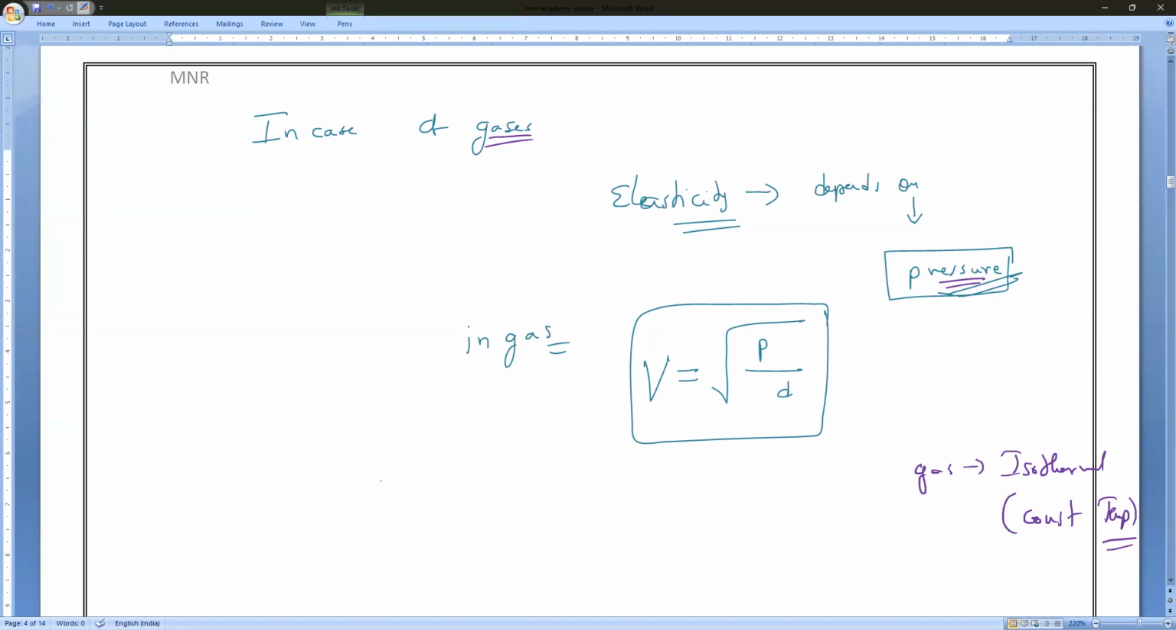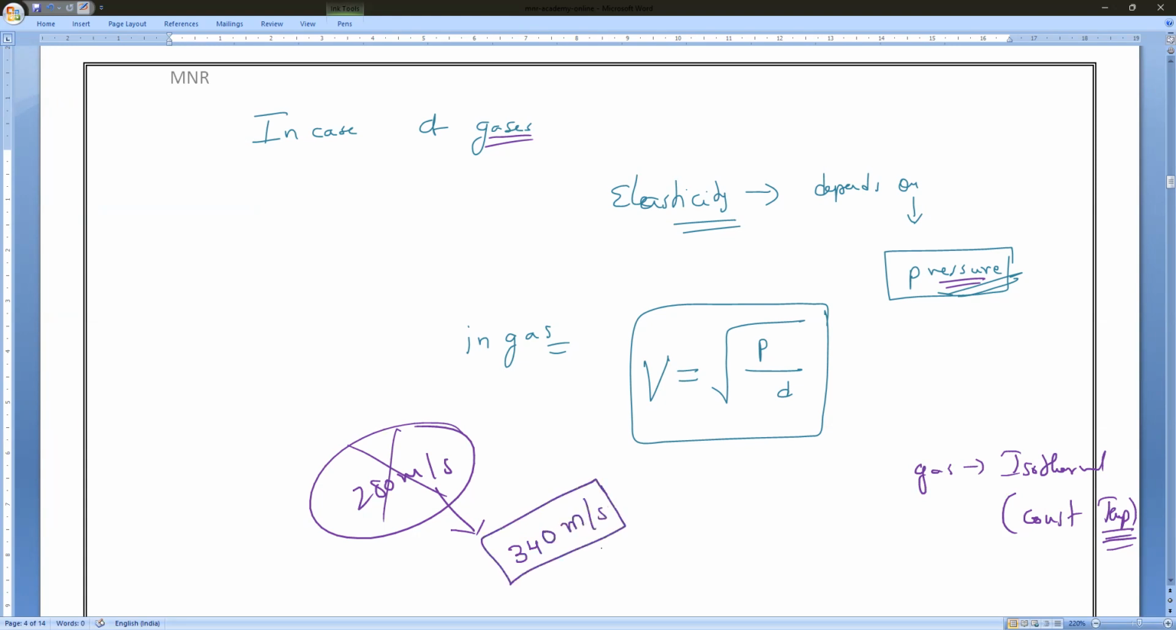It is approximately 280 meters per second, which later turned out to be wrong. He assumed that it is at constant temperature, but later it was proved wrong. Now, presently, what is the speed of sound in a gas, air? Everybody knows that. How much is it? 340 meters per second approximately.